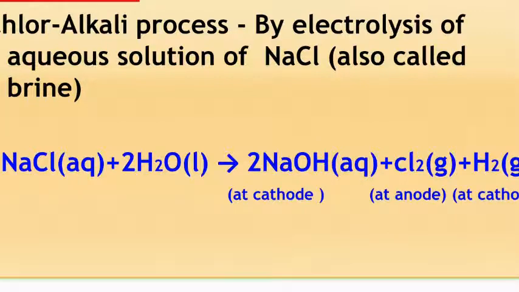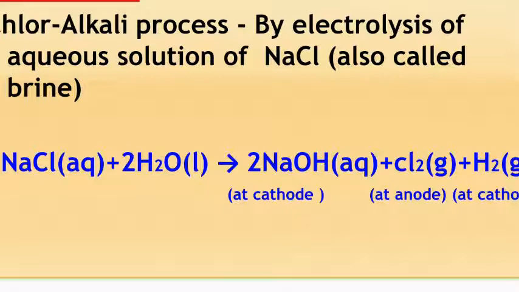Is it clear? So how it is prepared, this method we call the chlor-alkali process. What happens in it is very easy: electrolysis of brine takes place. That means electric current is passed through aqueous solution of NaCl, and it gets decomposed into sodium hydroxide, chlorine gas and hydrogen gas. Sodium hydroxide is collected at the cathode, chlorine gas at the anode, and hydrogen also at the cathode. Okay, so this is the preparation.